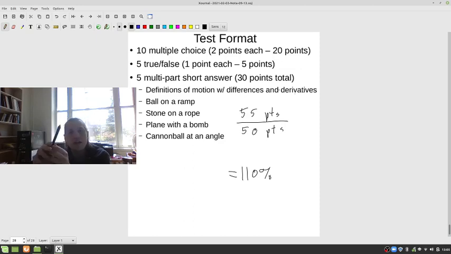And then finally, the cannonball at an angle problem is the one where you shoot a cannonball. You've got to get the x and y components of the velocity, and then I ask you to calculate how high up the cannonball is after a second or something like that. Okay, so that's what you should expect for the test.